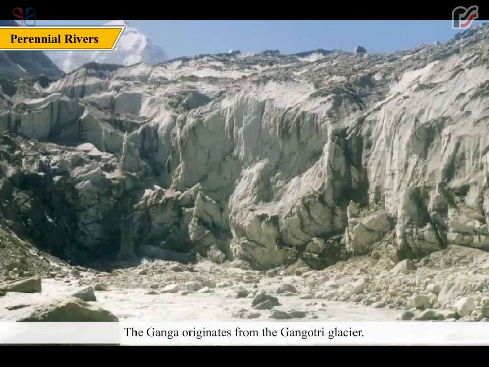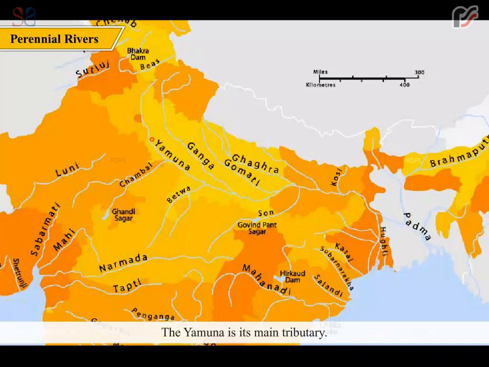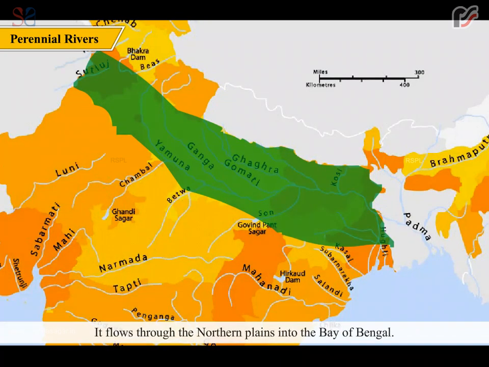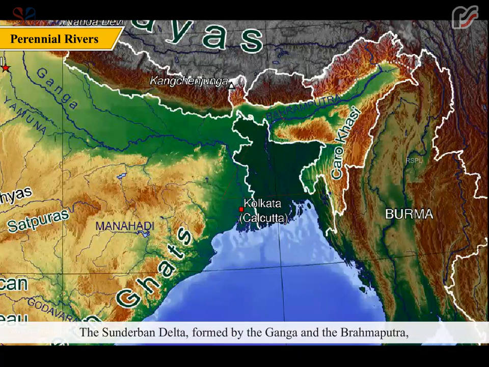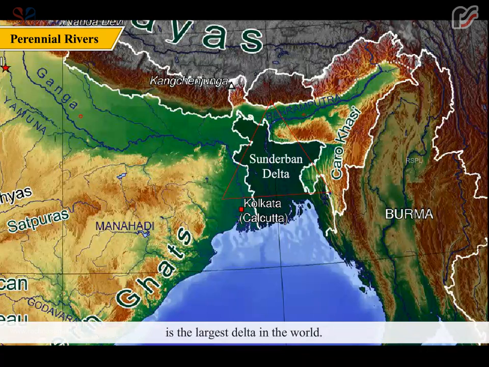The Ganga originates from the Gangotri Glacier. The Yamuna is its main tributary. It flows through the northern plains into the Bay of Bengal. The Sundarban Delta, formed by the Ganga and the Brahmaputra, is the largest delta in the world. These rivers irrigate the northern plains and make them fertile.